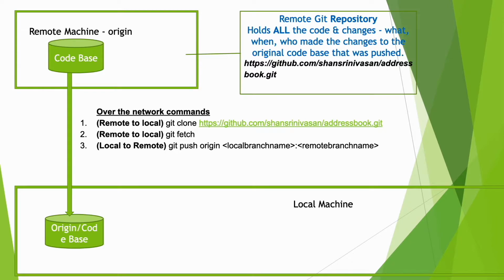So once you have the code base, you have an entire copy again. I'm emphasizing that it's your entire copy, meaning everything, whatever is there in the remote branch, everything is here. And you refer to it as origin/code base.